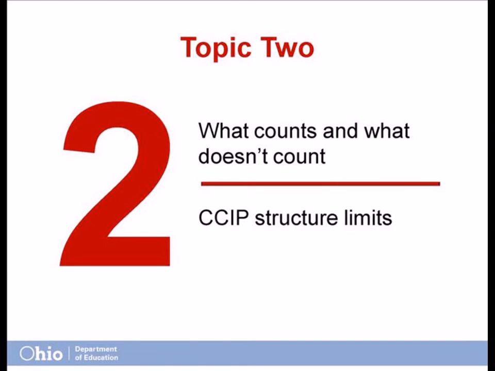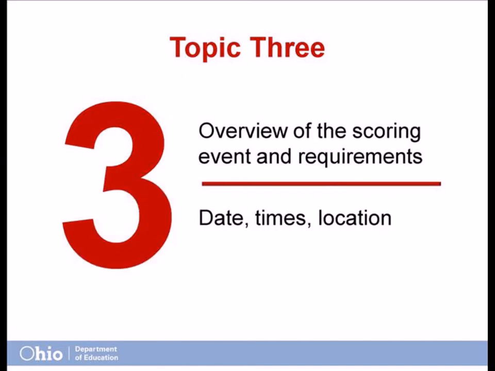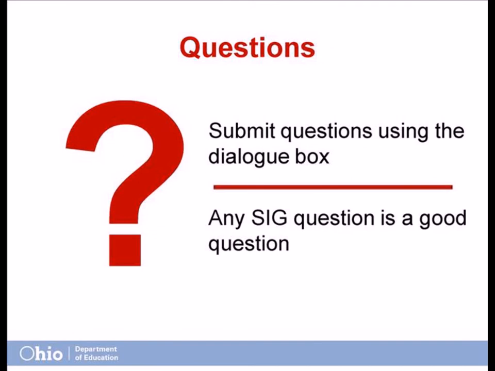The second topic will involve an explanation of what counts and what doesn't count when scoring the grant application. We will identify components that do not affect scoring, and will explore the structure and limits of the CCIP as they apply to the grant narrative. The third topic will involve a brief overview of the grant scoring events.